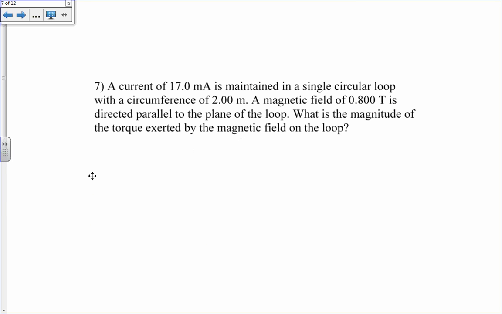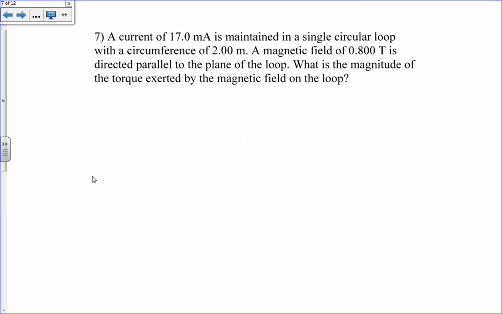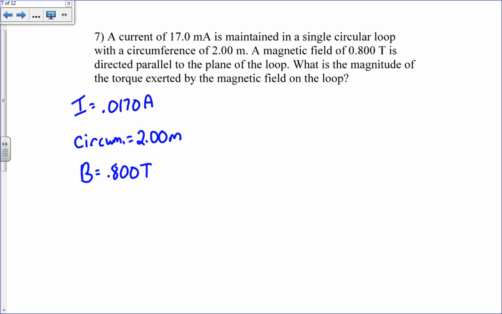A current of 17 milliamps is maintained in a single circular loop with a circumference of 2 meters. A magnetic field of 0.8 Tesla is directed parallel to the plane of the loop. What is the magnitude of the torque exerted by the magnetic field on the loop?